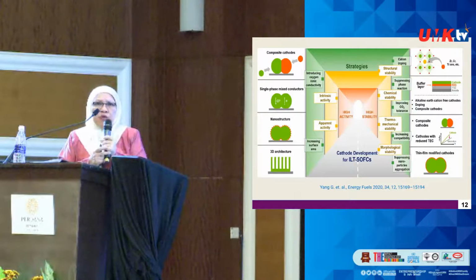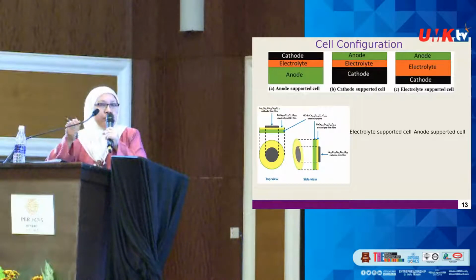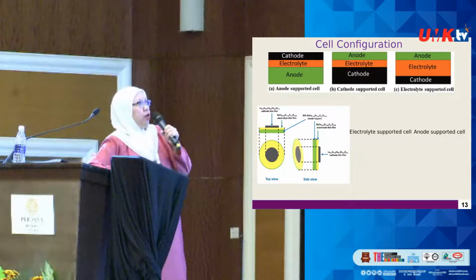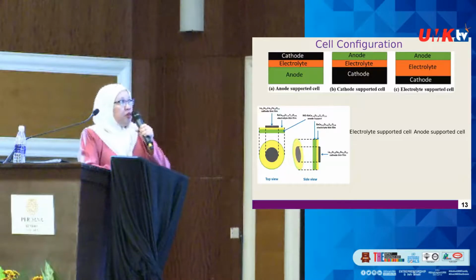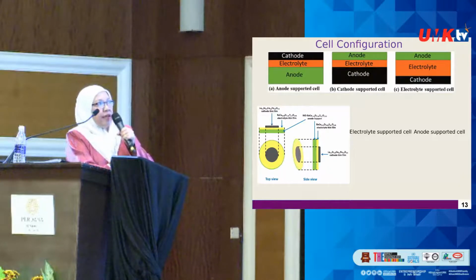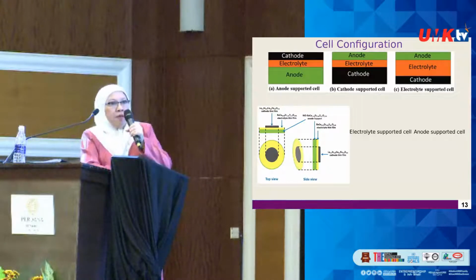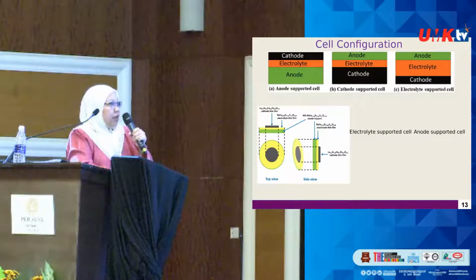So in terms of the cell configuration, after we study single material for the anode, cathode, and electrolyte, we go for the single cell configuration. There are three types of single cell configuration: anode supported cell, cathode supported cell, and electrolyte supported cell. But we focus more on the anode supported cell.